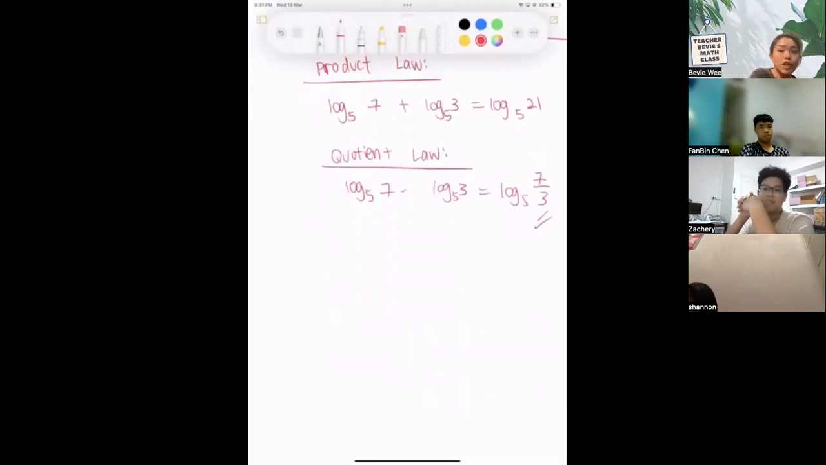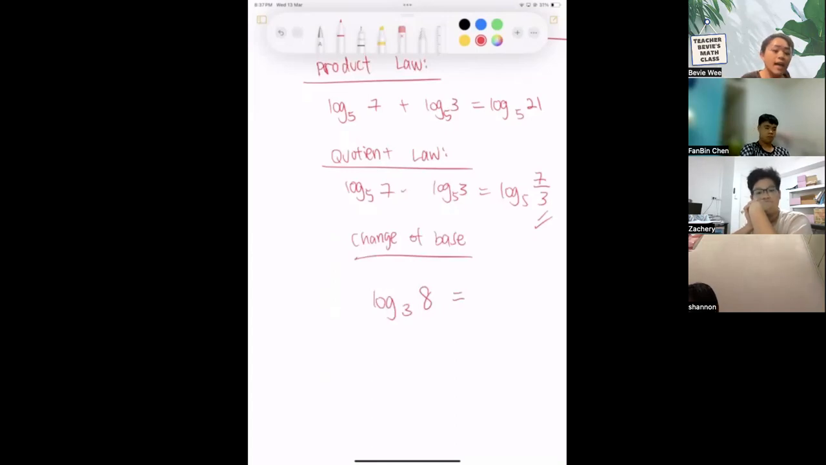And then last but not least, we have a change of base. Change of base is used especially when I want to press a calculator, right? So if I give you something like log 3, 8, and then I say, give me the value of this, it can't be done because the calculator doesn't have a base of 3. So what would I change this base to? The calculator by default is log 10. So I will change it to log 10. 8 first. Correct. Very good, Zachary. Log 10, 8 over log 10, 3.